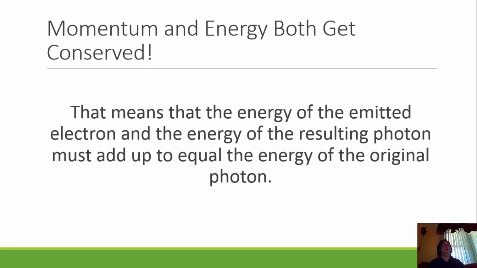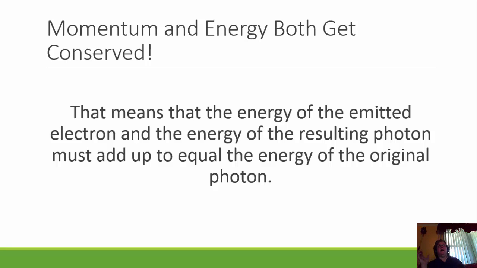Before the collision, you have an incoming photon that's moving at 3 times 10 to the 8 meters per second. It has momentum. Now, just because a photon doesn't have mass doesn't mean it can't have momentum. It just means that its momentum and its energy are not related to mass because it doesn't have mass. Its energy and momentum are related to its frequency and its wavelength. And the original energy and momentum before the collision has to equal the energy and the momentum after the collision.